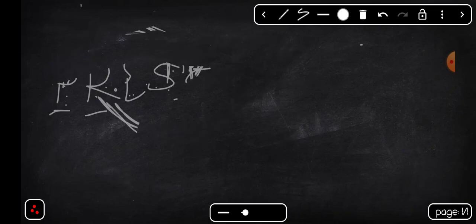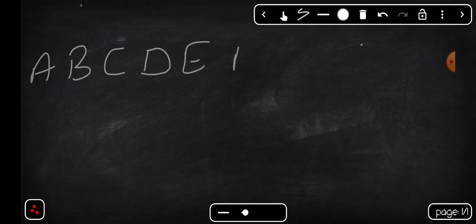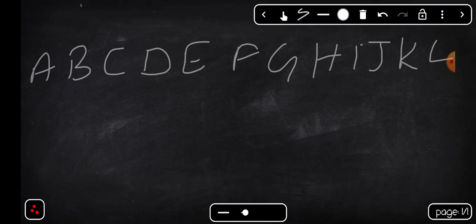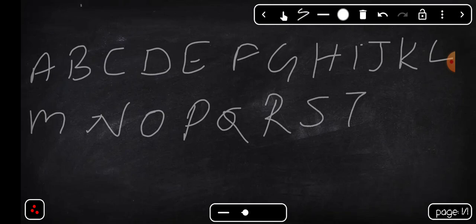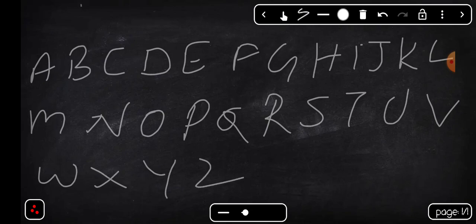First we have to write the alphabet A to Z. A, B, C, D, E, F, G, H, I, J, K, L, M, N, O, P, Q, R, S, T, U, V, W, X, Y, Z. As we know, 26 letters are there. M is the 13th letter. N is the 14th letter. That means A to M is the first half, N to Z is the second half.